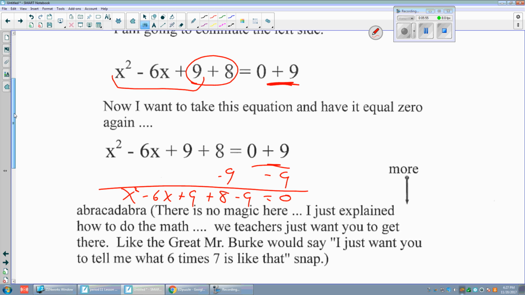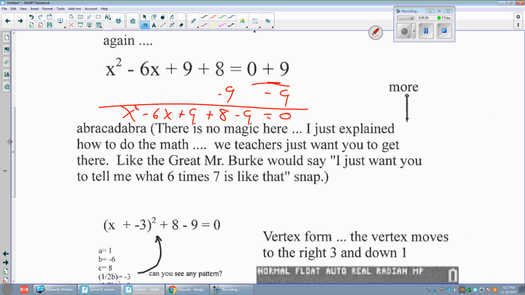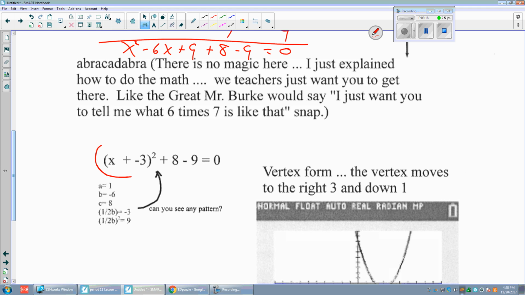Okay, I'm going to get this into vertex form. That's what I'm talking about, vertex form. Abracadabra, hocus pocus. There's no magic here. I just explained how to do the math. We teachers sometimes just want you to get an answer like that. The great Mr. Bryce says, I just want you to tell me what 6 times 7 is, and it is 42. What did I do here? It's not magic.